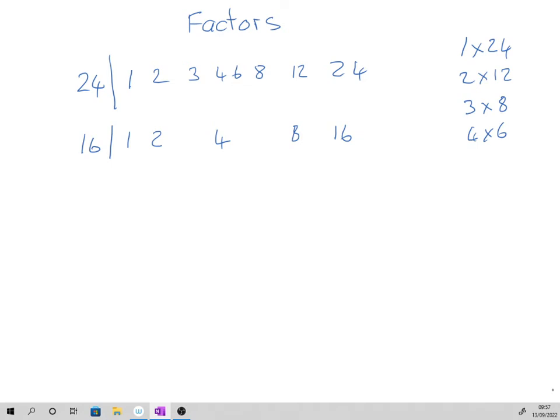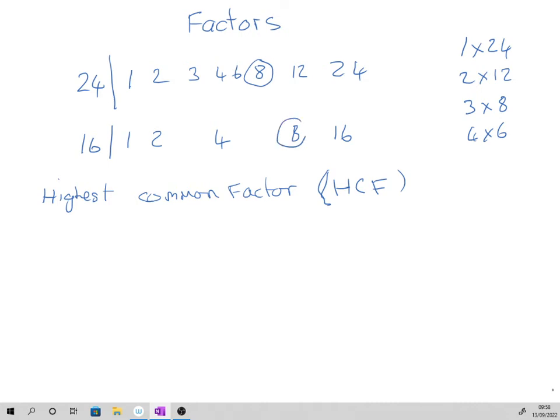And when we've got two numbers, you will be asked to find the highest common factor, often written like this, HCF. Now the highest common factor is a factor that is common to both numbers, in this case 24 and 16, and we're looking for the highest number that is common to both. And so the biggest number that goes into 24 and 16 is 8. So 8 is the highest common factor.